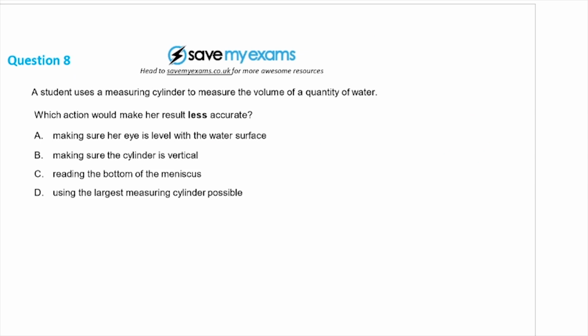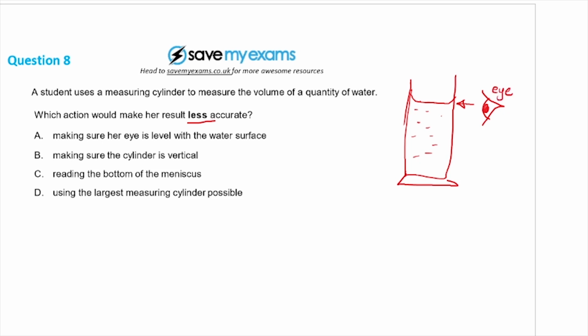So it's about less accurate. So making sure her eye is at the same level with the water surface. Of course, when you are measuring water, if this is the cylinder and that is the meniscus and that's your water right there, for you to make sure that you're measuring accurately, yes, your eye level should be around there. It should be at the same level. So it means this is your eye. So this makes it accurate. So that can't be the answer to make the result less accurate.